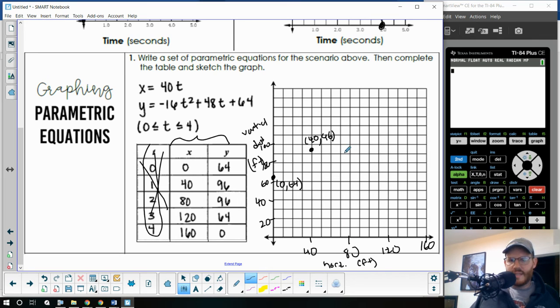I have 80 and 96. 80 and 96 right here. And I'm just looking at these x and y values, 120, 64, 120, 64. And then 160, 0 down here. So I get a curve that looks, I'd imagine, something like this.